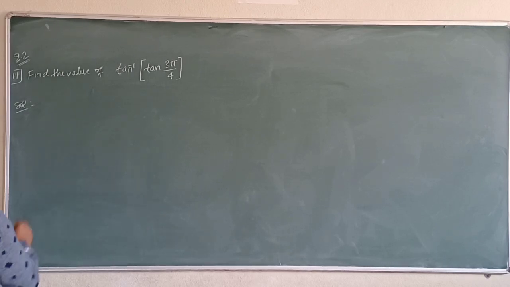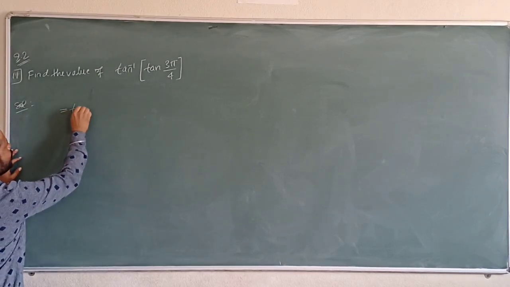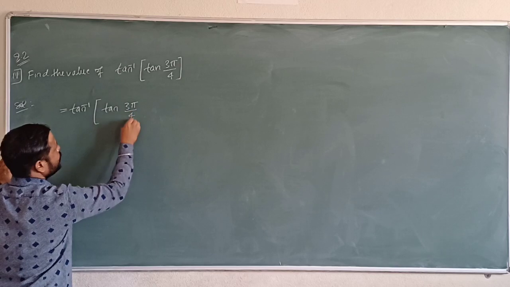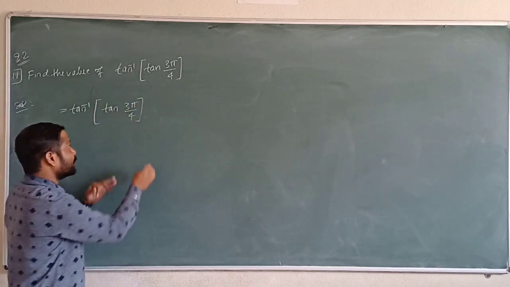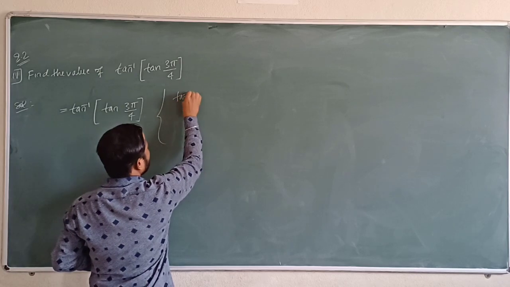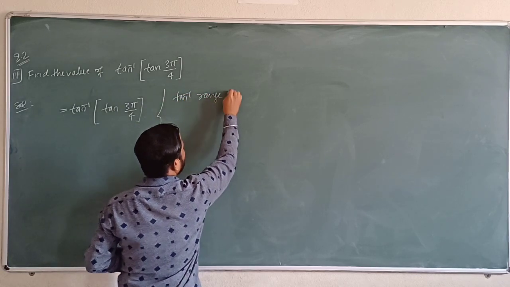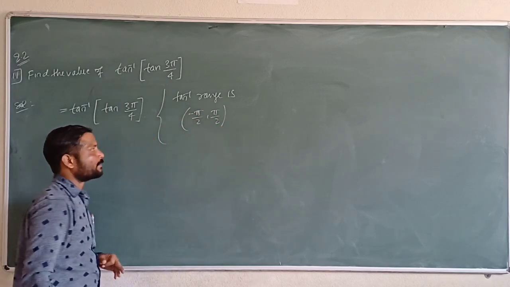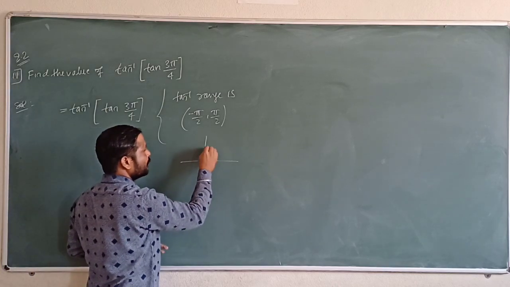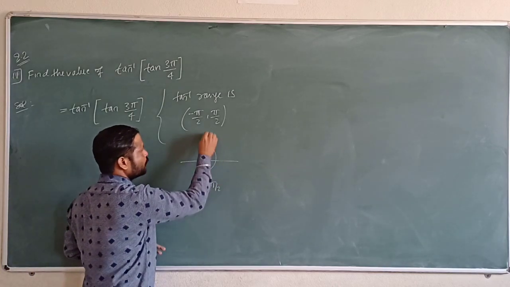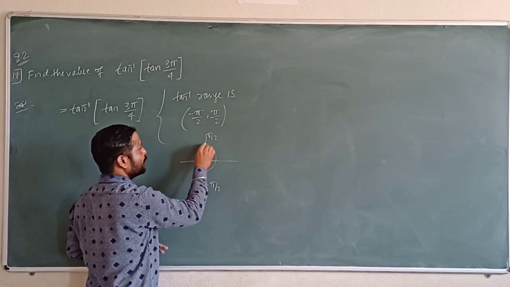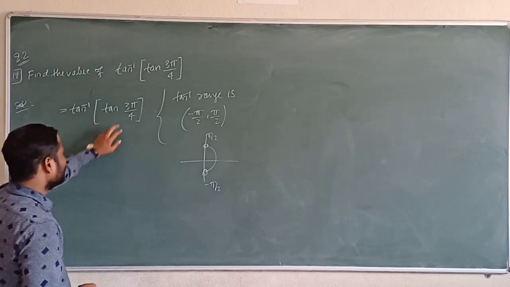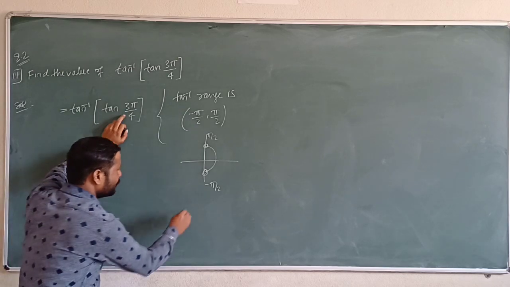Question number 11: find the value of tan inverse of tan of 3 pi by 4. Before that, write down the tan inverse range. The tan inverse range is the open interval minus pi by 2 to plus pi by 2, meaning first and fourth quadrant only. Here minus pi by 2 and plus pi by 2 are excluded. Is the given value inside the range? Let us check.